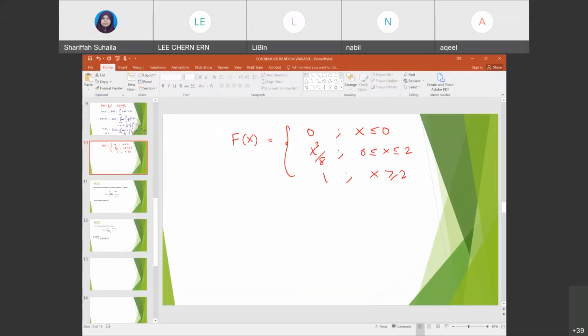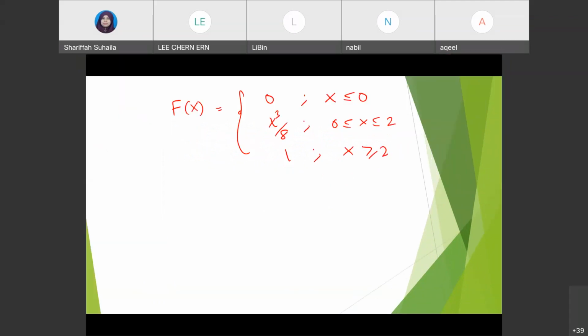Okay, so this is your cumulative distribution. You will have 0 for x less than or equal to 0. From 0 up to 2, you have x cubed over 8. For x greater than or equal to 2, you get 1. Okay, this is your cumulative distribution function.